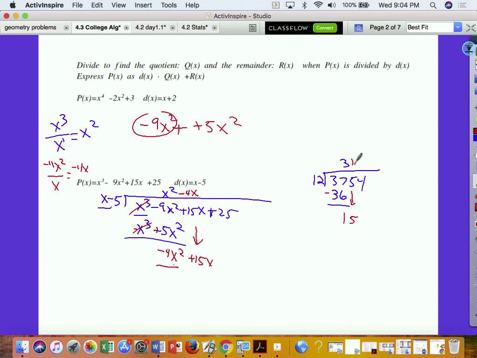So now at this point we had to multiply just the 1 times the 12. So over here we're going to just take the negative 4x times the whole divisor. So it's negative 4x. We're done with the x squared. That's there. Negative 4x times x is negative 4x squared. Negative 4x times negative 5 is positive 20x.